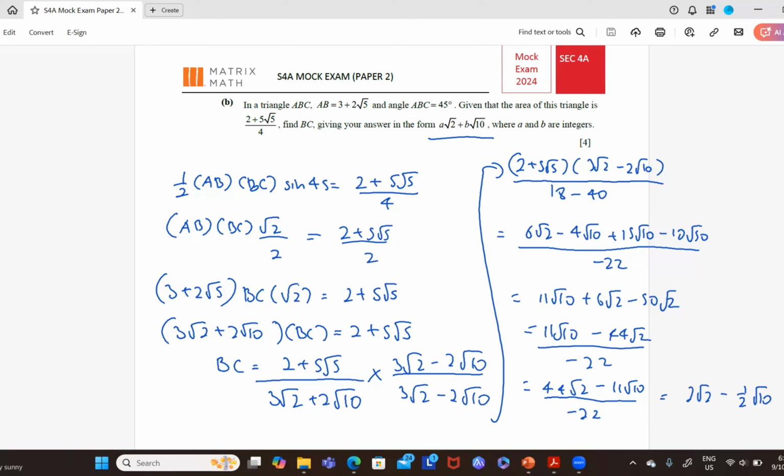Okay, by the way, apologies, when you shift the positions of these two, this is no longer minus 22, it's positive 22. Take note.